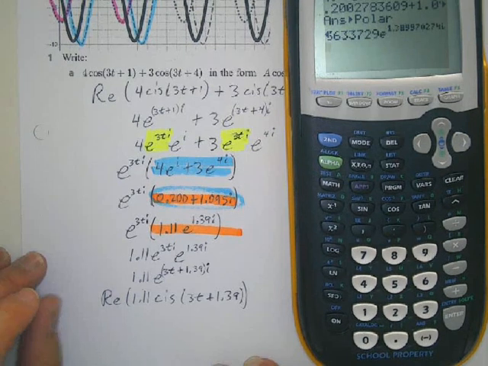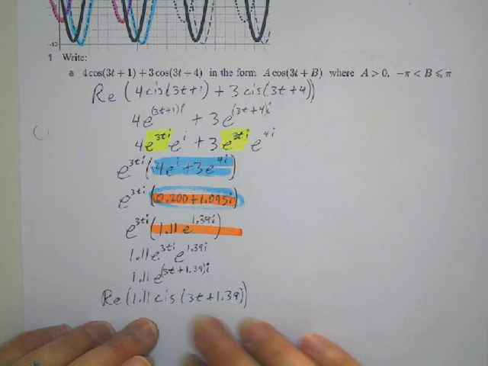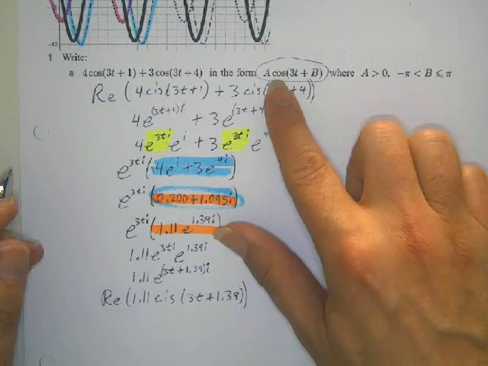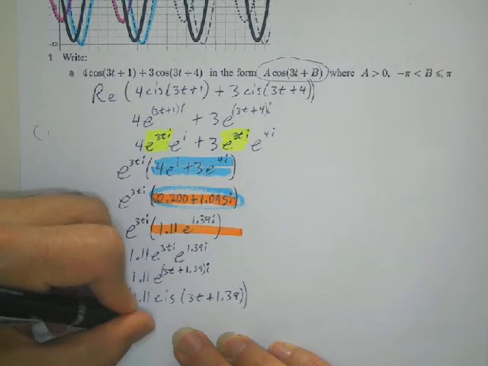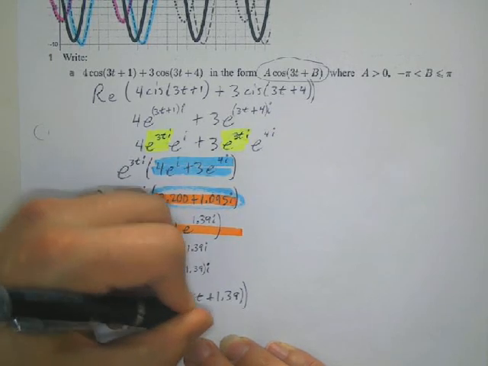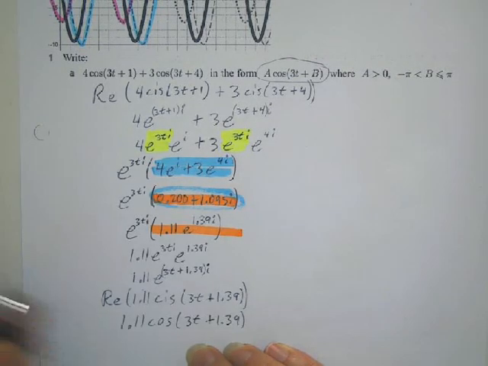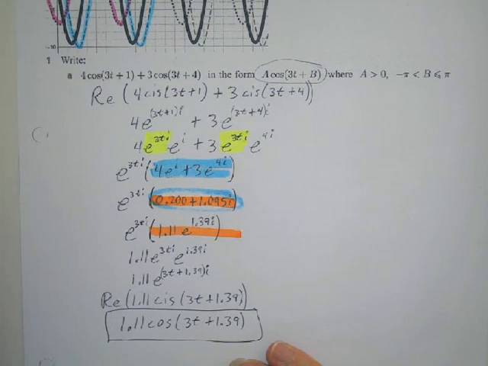And so if I'm writing this as a single cosine wave in this form, I'm going to write it as 1.11 cosine parentheses 3t plus 1.39. Okay, and there we have it. That is our cosine wave, adding those two and getting a single cosine wave.